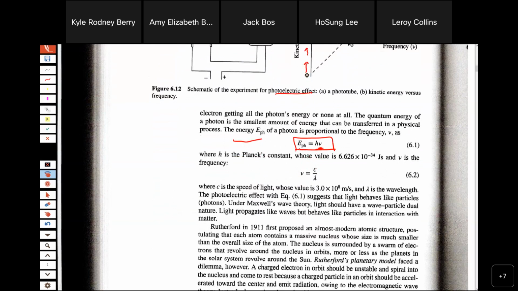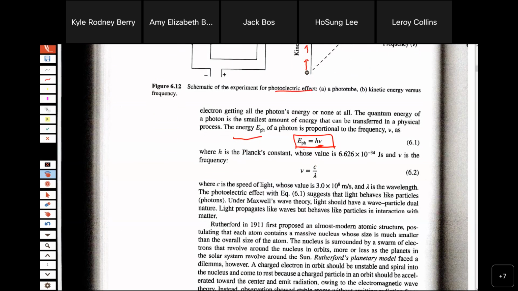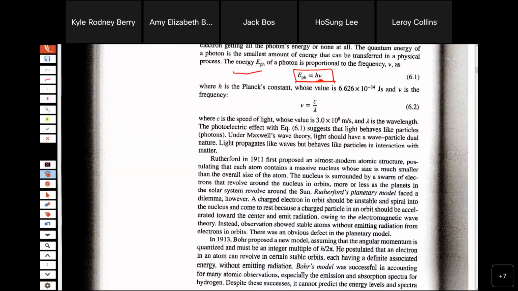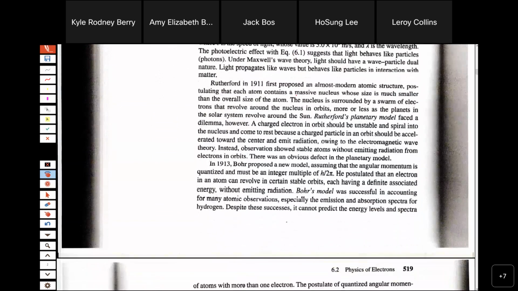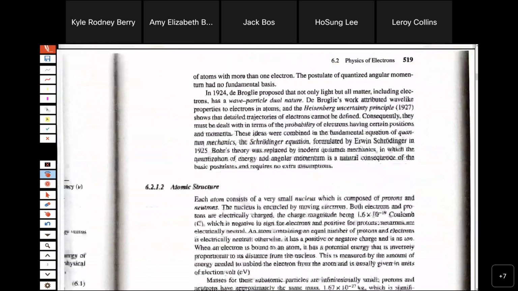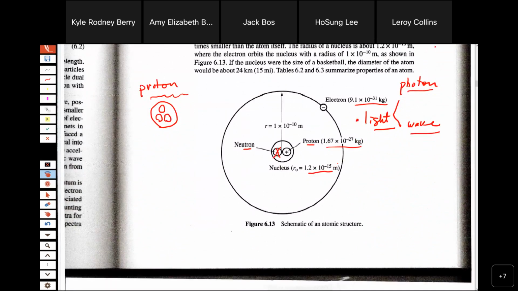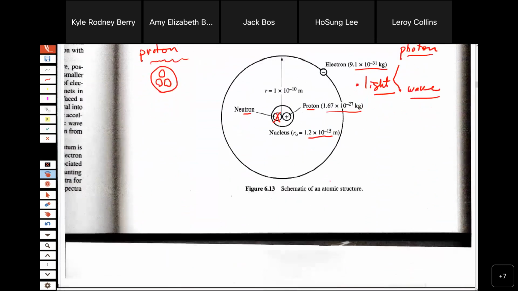So photon and electron are the same. As long as it's a wave, it has a particle-wave dual property, and then energy. H is a constant, the Planck constant. So it's a matter of frequency. Since this electron is orbiting, it is a wave and also a particle.